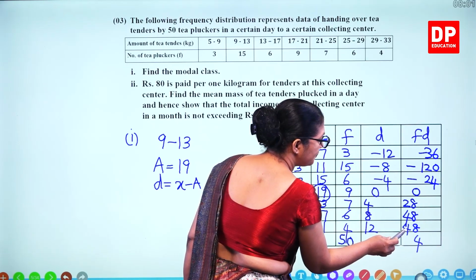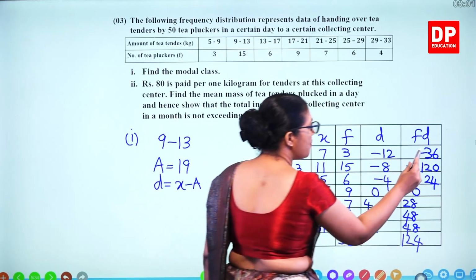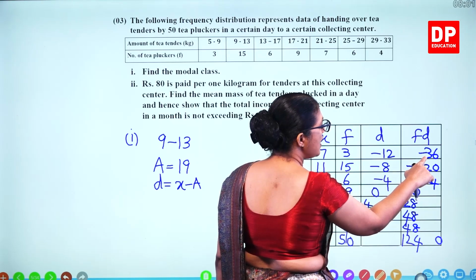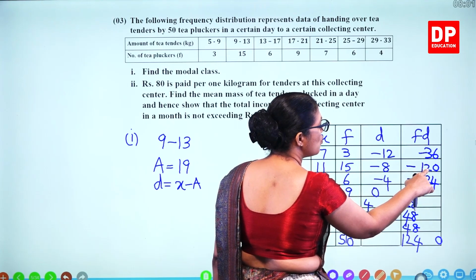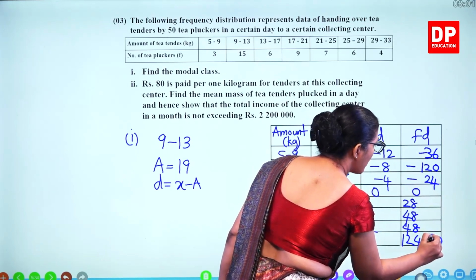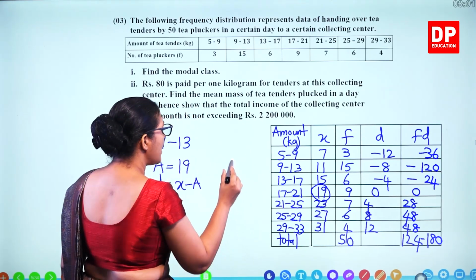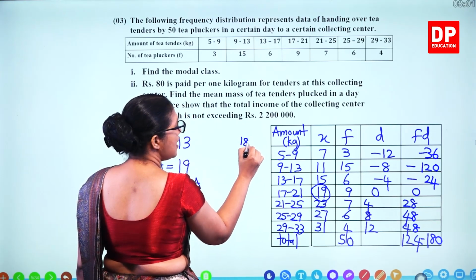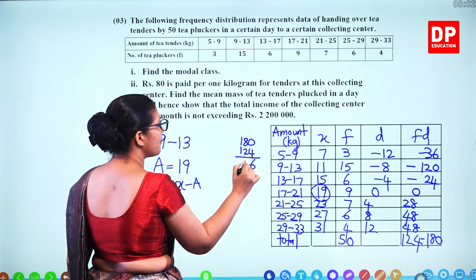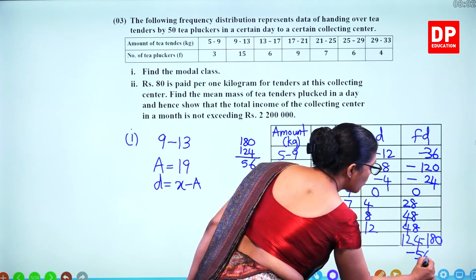So 124 for the positive values. What about the negative values? 6 plus 4, 10. 1 remaining. So that's 4 plus 2, 6. 6 plus 2, 8. That's negative. So 124 minus 180, or rather 180 minus 124, you get 56, that's minus. So minus 56 is the total.